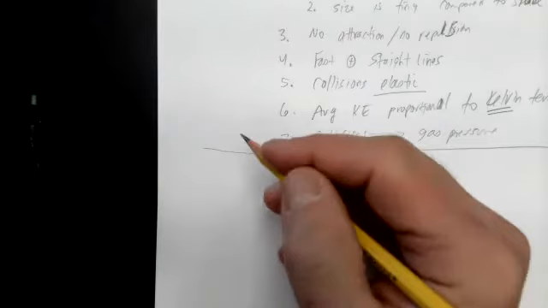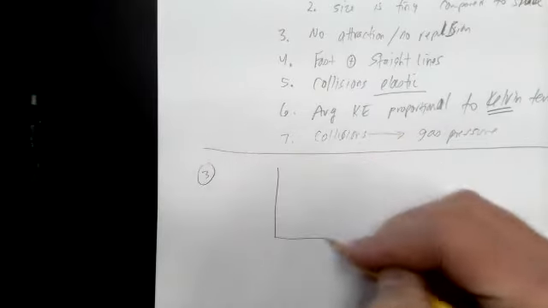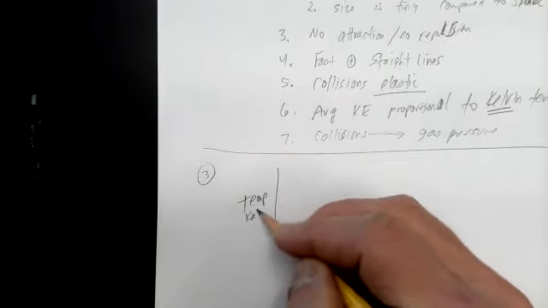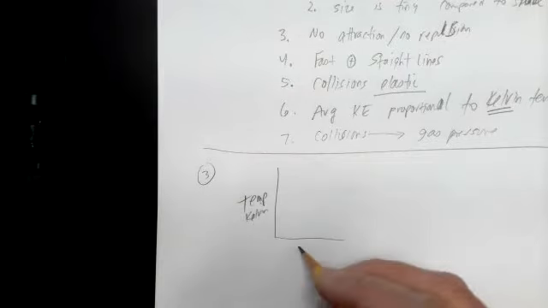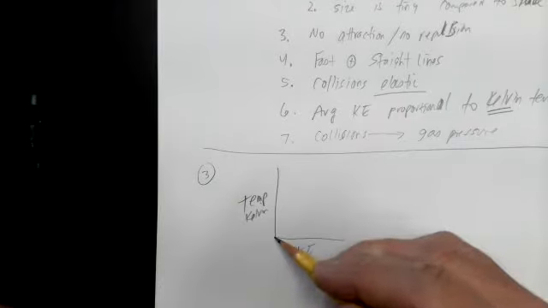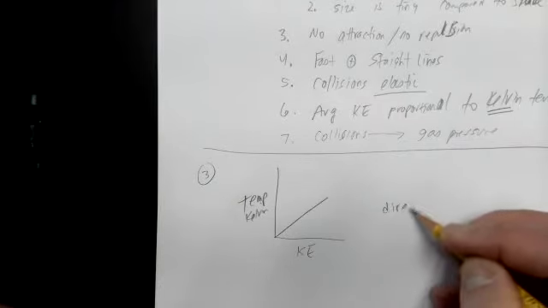Now we have to draw a graph for number 3, a very small graph that has temperature in Kelvin, and then we have kinetic energy. And it says relationship between temperature in Kelvin as a function of kinetic energy, and it's directly proportional.